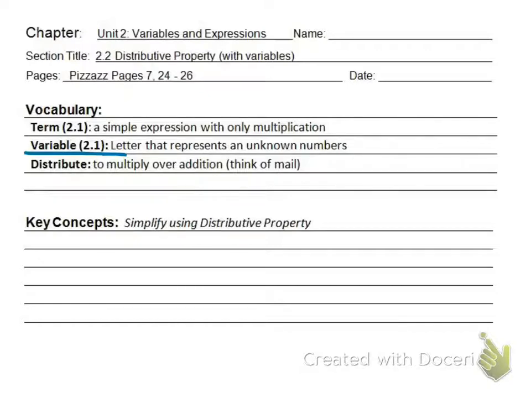And we're going to then talk more deeply today about distribute, since this is the distributive property. So to distribute, we need to multiply over addition. So think of mail, that you're distributing the mail to every single person. Or you can think of on Valentine's Day, maybe when you were a child, the teacher sent home a request for every single person to have a Valentine if you were going to give out Valentines. So distributing to each term is really where we're looking.